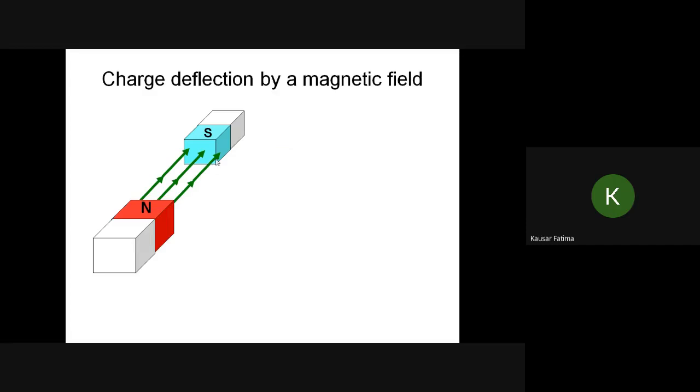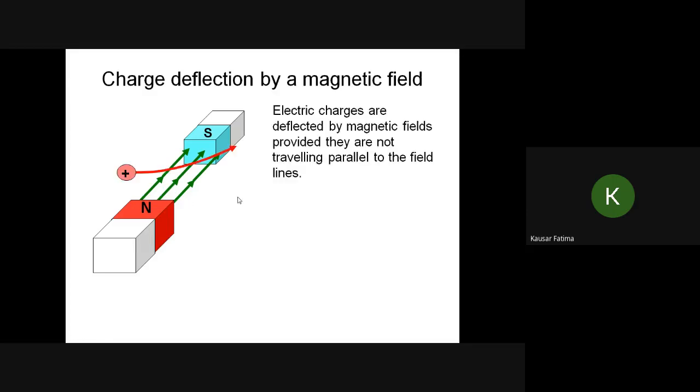The charge deflection by a magnetic field: this is the magnetic field between the north and south pole, two opposite poles facing each other. Field lines originate from north and terminate at south pole. If a charged particle enters perpendicularly, suppose we consider a positive charge, it will deflect upwards, provided it is not moving parallel to the field lines.